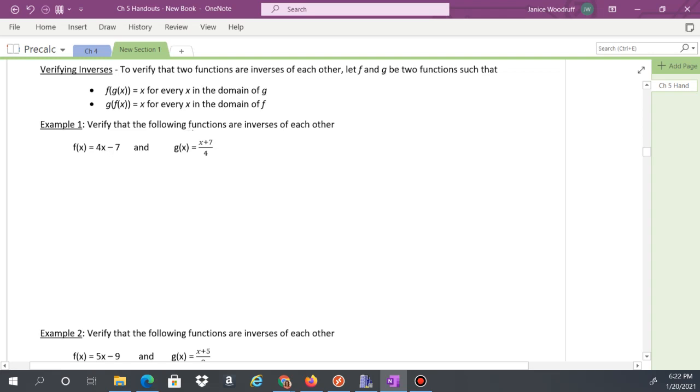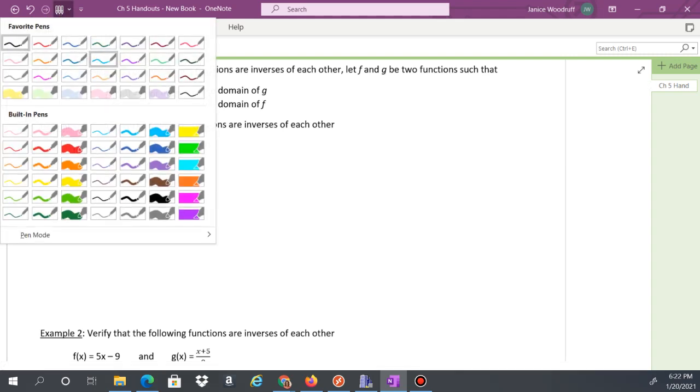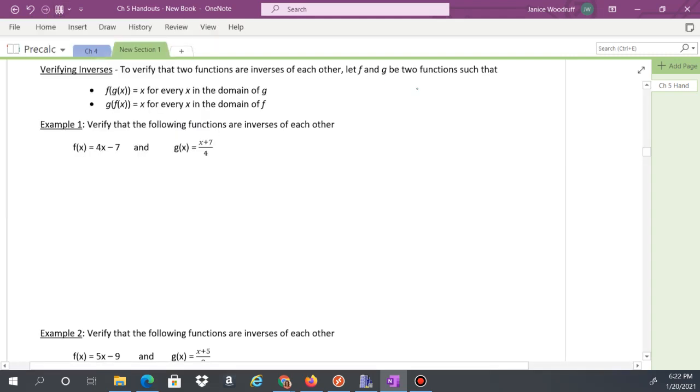So let's do the easy way first. I want to show you this. Okay, so I have f of x is 4x minus 7. So I'm going to go y equals 4x minus 7, and I'm going to find the inverse. So I'm going to say x equals 4y minus 7. So I'm going to solve for y.